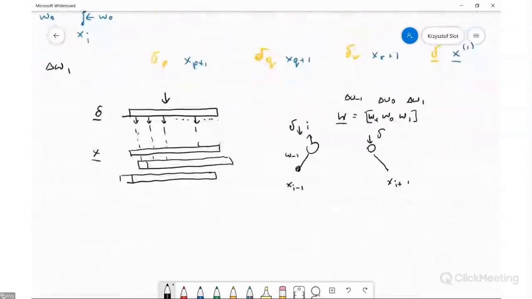So basically what I'm doing here is I'm saying that my update is a convolution between two vectors, delta and x. So that's the most important conclusion of the analysis, that tells us how to update weights in this layer of these neurons.